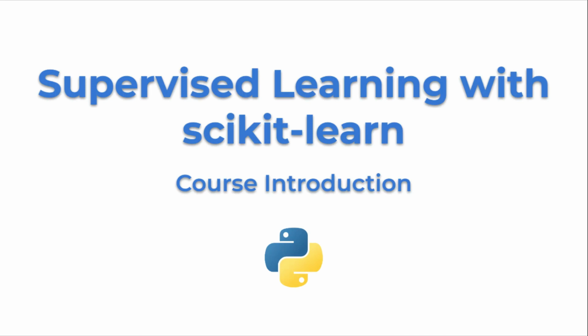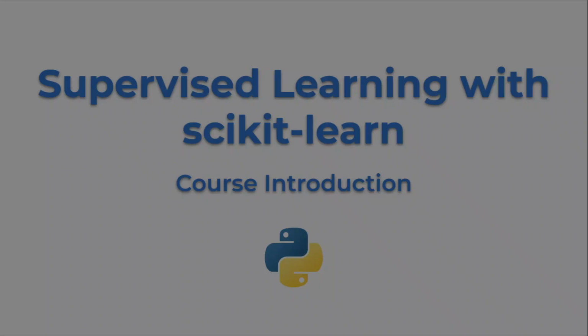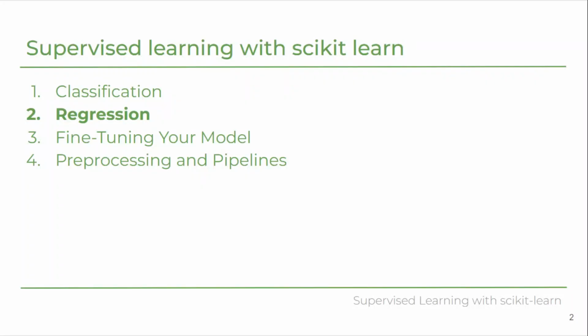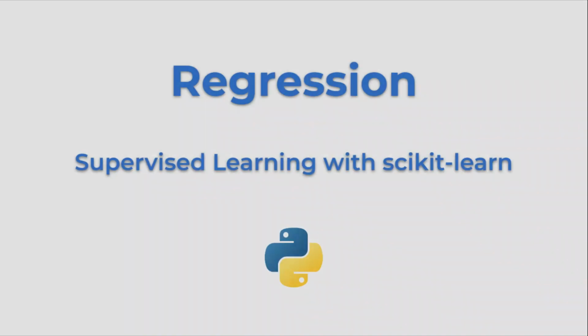Using real-world datasets, you'll find out how to build predictive models, tune their parameters, and determine how well they will perform with unseen data. This course consists of 4 chapters, which are classification, regression, fine-tuning your model, and lastly, preprocessing and pipelines. In this video, we'll be covering Chapter 2 of Supervised Learning with scikit-learn, regression.